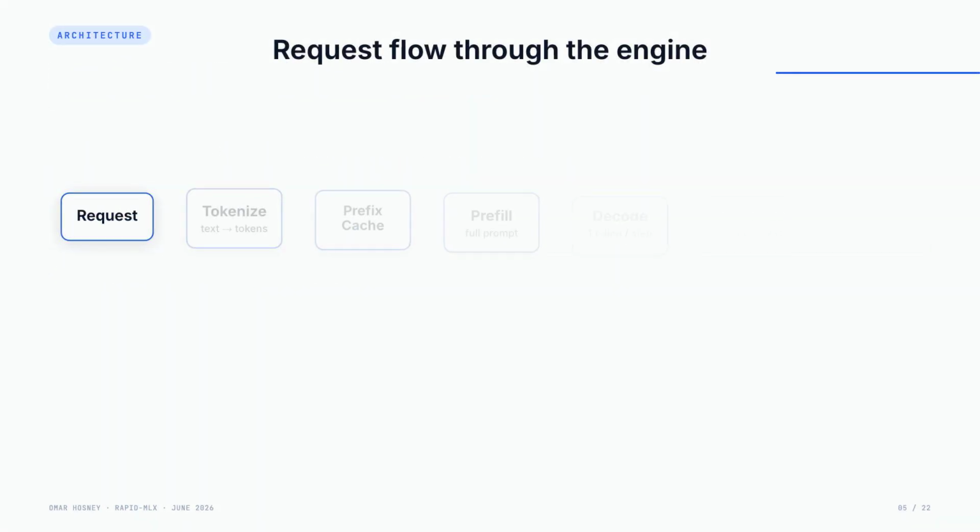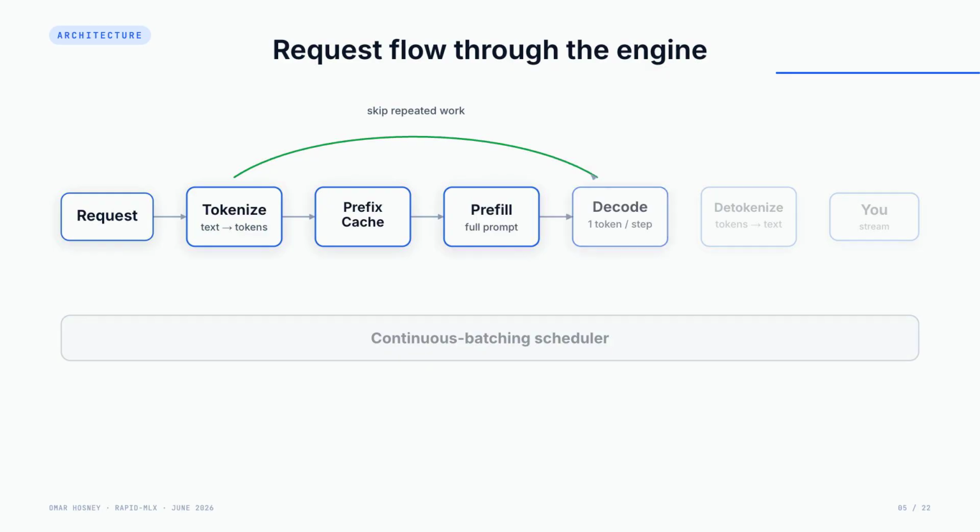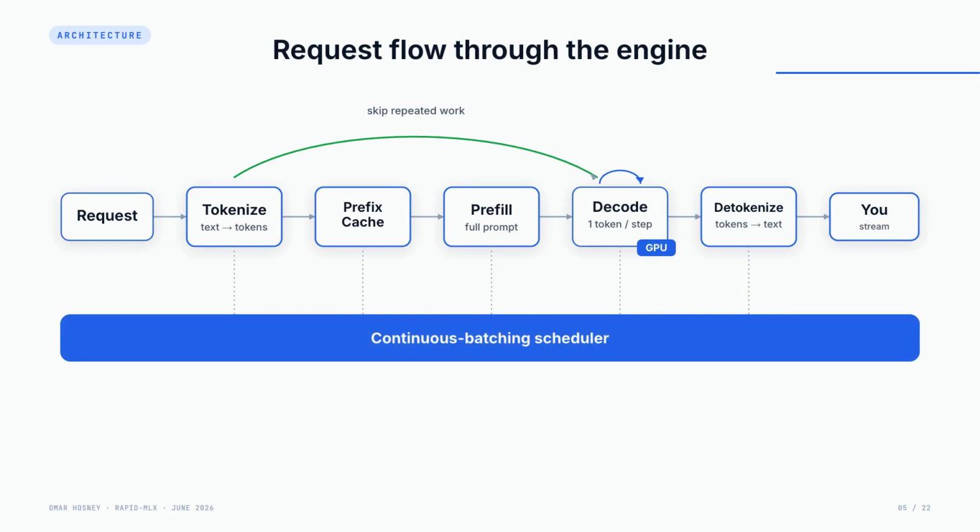Here is how a single request flows through the engine. Your prompt is tokenized, then checked against the prefix cache to skip work already done. It runs prefill, then decodes one token at a time on the GPU. Finally, the tokens are detokenized and streamed back to you as text, all driven by a continuous batching scheduler.